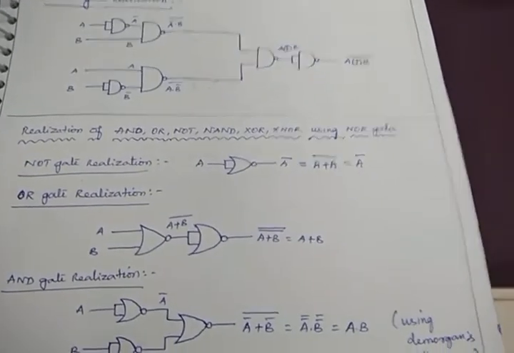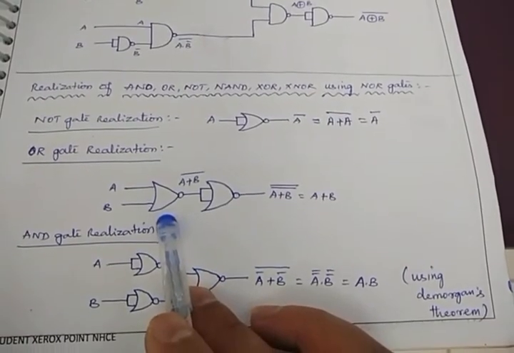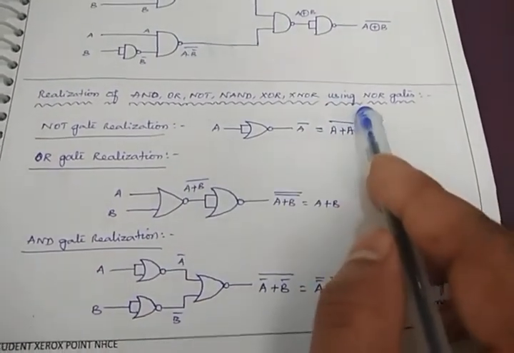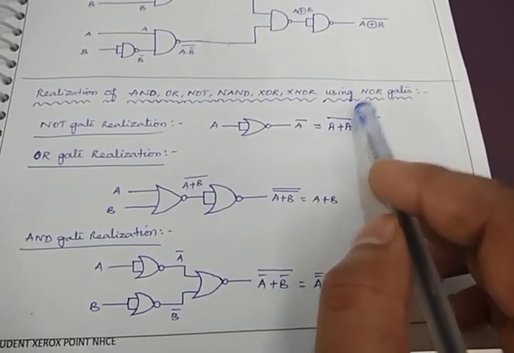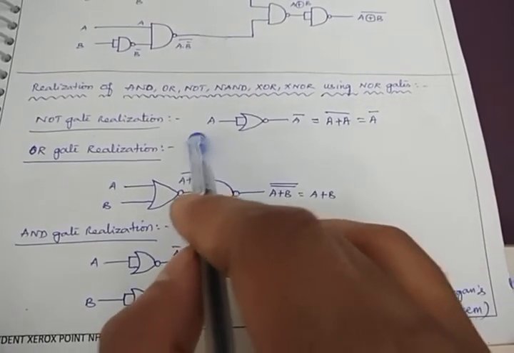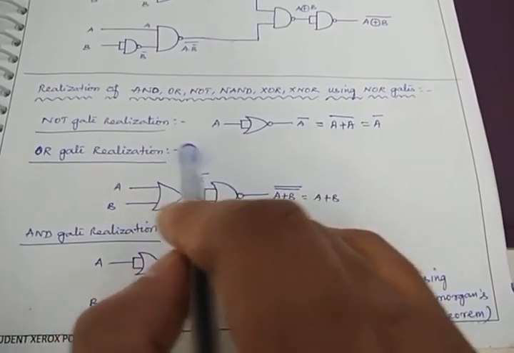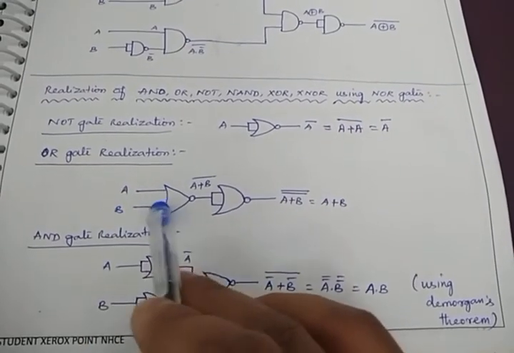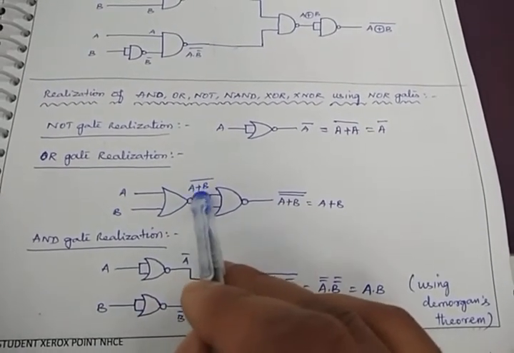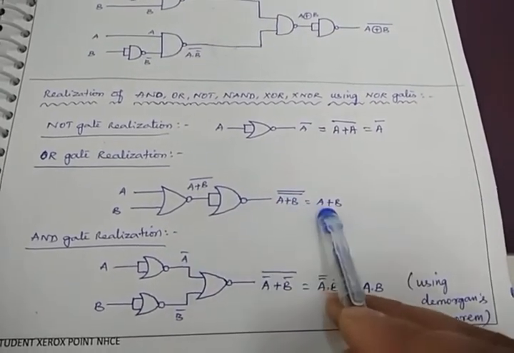So next is OR gate realization. How do you relate OR gate and NOR gate? Inversion of OR gate is NOR gate, right? In the same way, in the reverse direction also, you can say inversion of NOR gate is OR gate. So that is what we are doing here. So A, B I am giving to NOR gate, so I will be getting A plus B whole bar. And if you take one more complement, you will be getting A plus B.